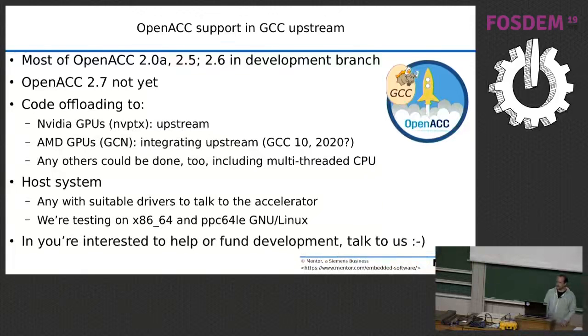So they literally had to write a new backend in GCC for AMD GCN code generation. They had to write some of the runtime library code that talks to the GPU compute stack, so how to get the code to the GPU so that you can launch it there and do the memory mapping setup and that kind of thing, but that's basically all they had to do. Others could be done as well, including multi-threaded CPU, which some other OpenACC compilers support, for example.